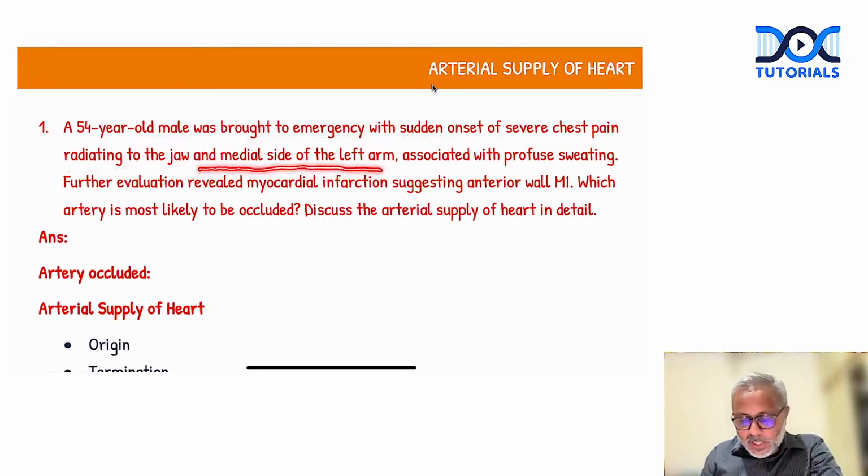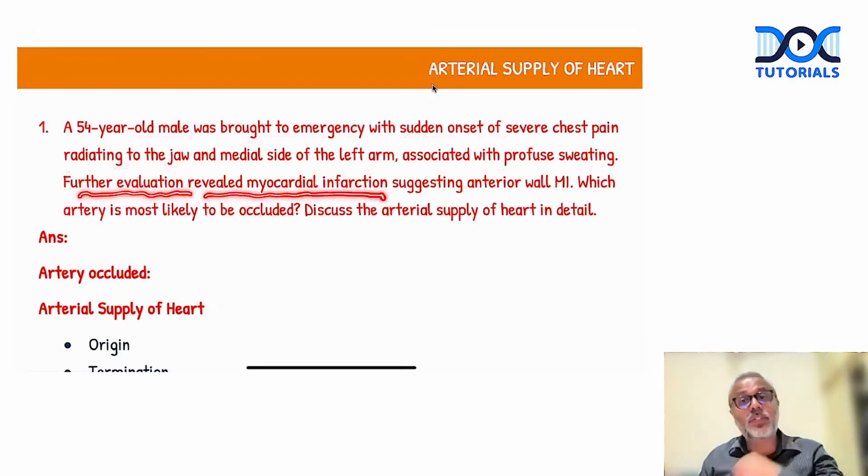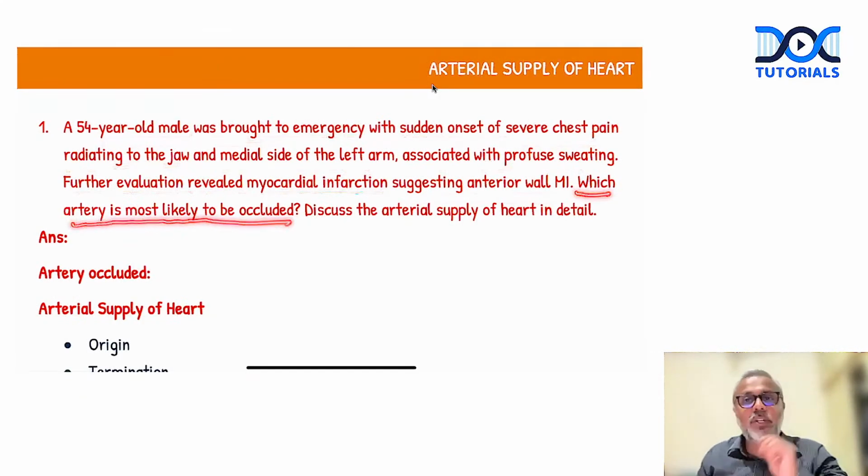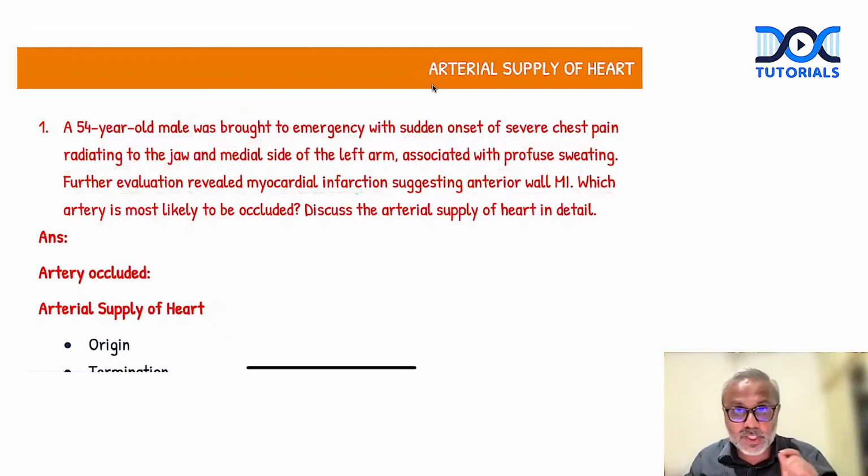The pain radiates to the jaw and medial side of the left arm, associated with profuse sweating. So the clinical symptoms suggest possible myocardial infarction. Further evaluation revealed myocardial infarction, and the diagnosis suggests that the anterior wall is infarcted. Further evaluation could be in the form of an ECG, showing anterior wall myocardial infarction. Now the question is, which coronary artery is most likely to be occluded?